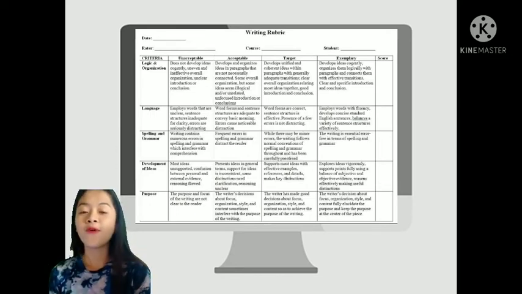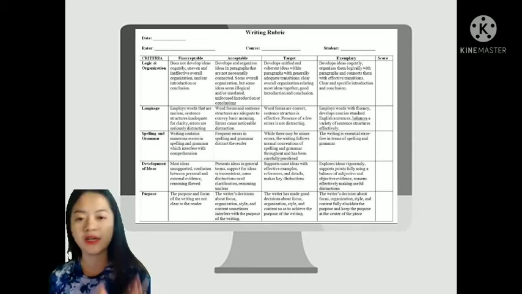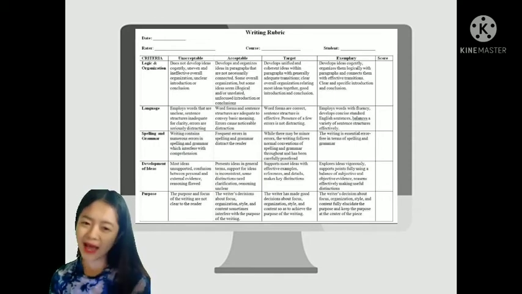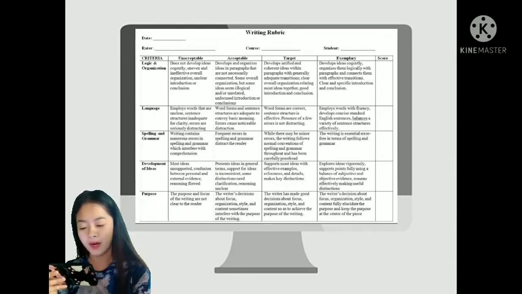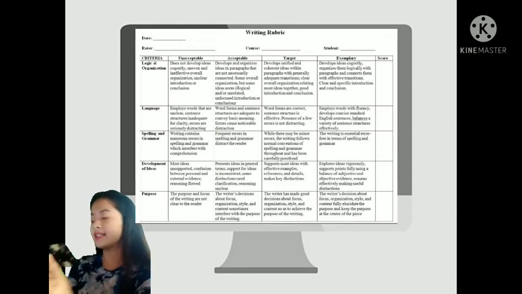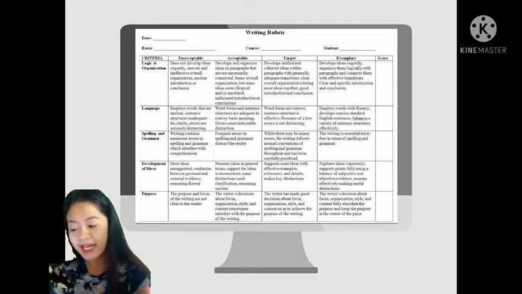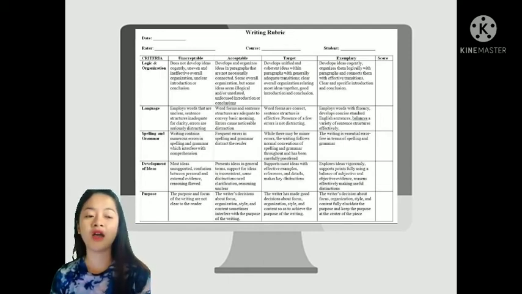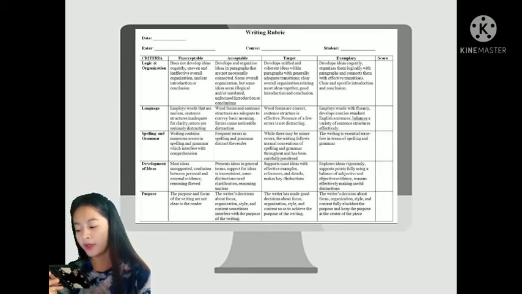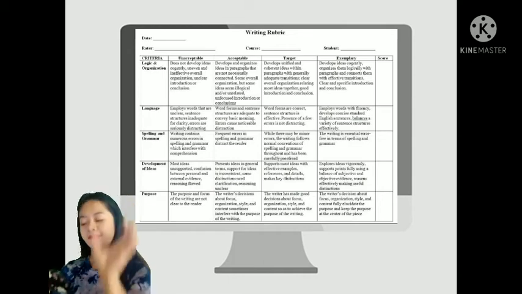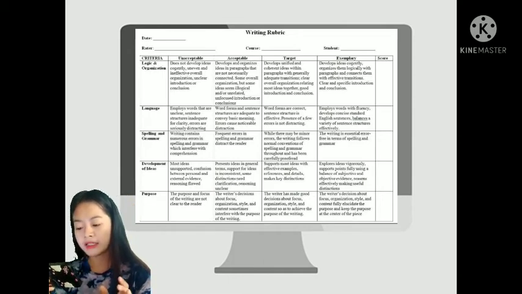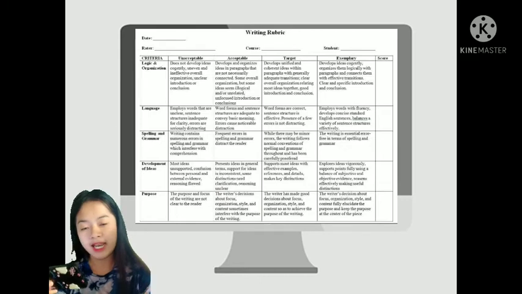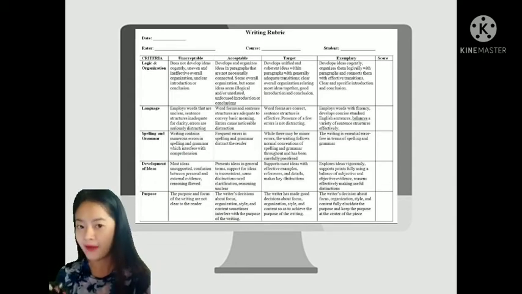Now, one of the important and vital parts in giving a rubric is spelling and grammar. Spelling and grammar in exemplary: the writing is essentially error-free in terms of spelling and grammar, so that the audience will not be confused. Now, let's go for the development of ideas in exemplary. They should explore ideas vigorously, support points fully using a balance of subjective and objective evidence.